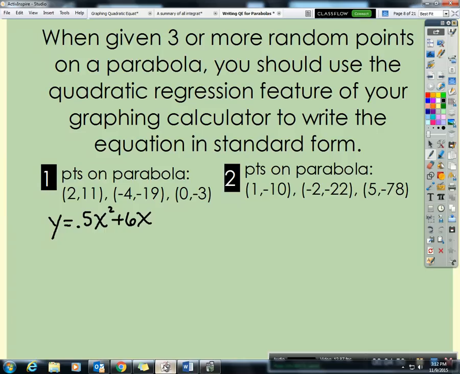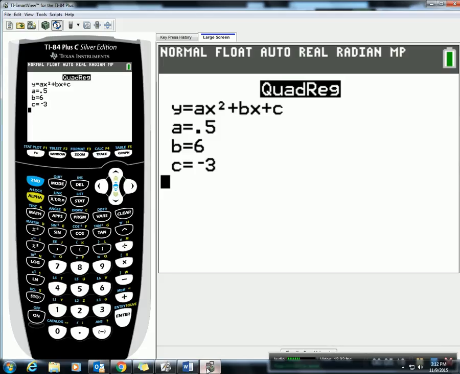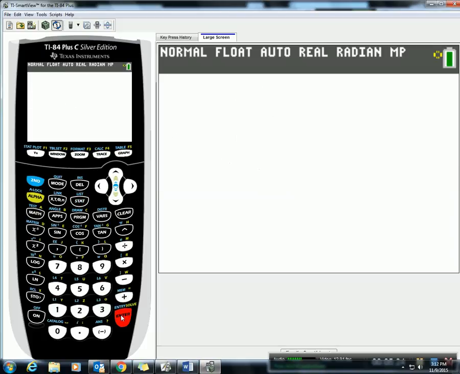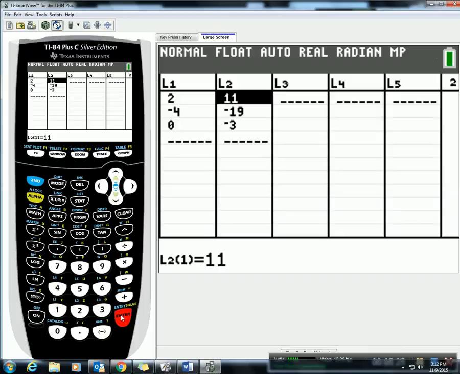C is -3. So that's all you have to do. So it's not difficult. You just have to know what the keystrokes are. So this time, let's do one more run where you can see how to do this. This time, let's enter the points 1, -10, -2, -22, and 5, -78. If I were you, because you've just got 3 points, and you had 3 points a minute ago, I wouldn't worry about clearing the list. I would just enter your new points over the old points.